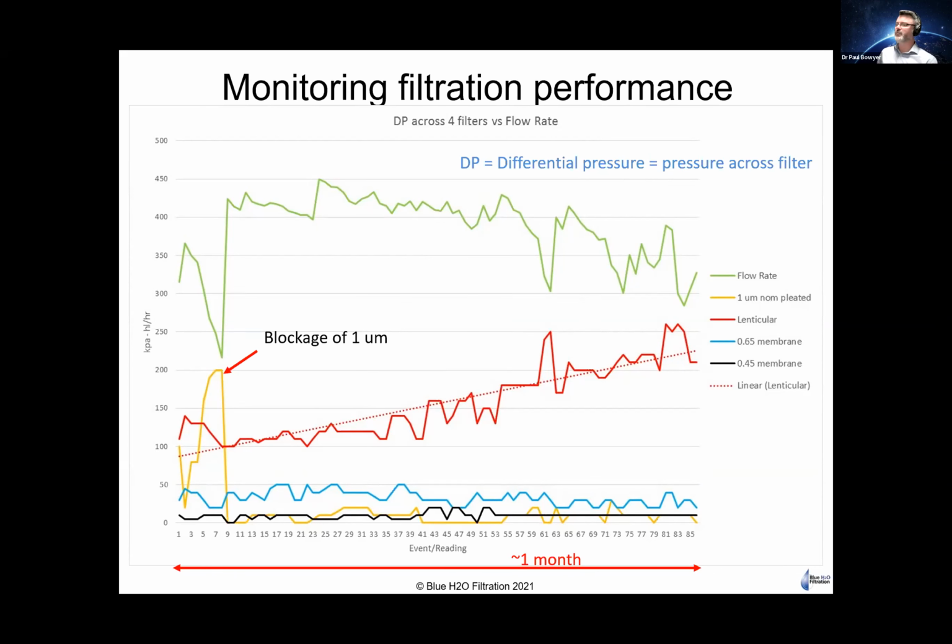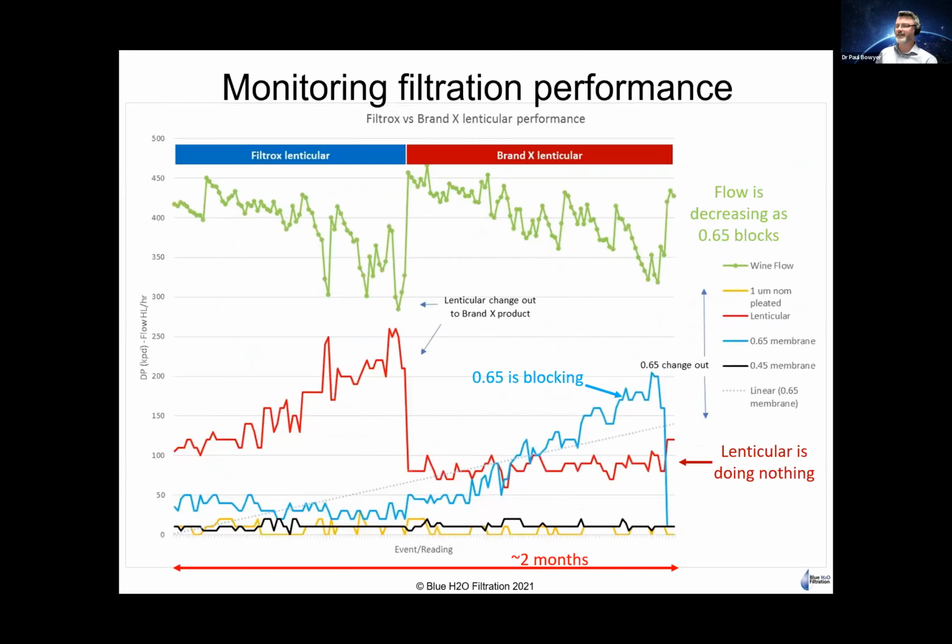The next slide is over the course of 2 months, and it can show you what can happen if there's a problem and if you don't spot that. So in this case, 2-month span, the first month was a brand of lenticular that did its job. Similar to the last slide that you saw, the lenticular was taking the load, in this case, over the course of the month, up to the change out pressure of 2.5 bar. No load onto the 0.65s, the 0.45s, or the 1 micron filter, the yellow one up front. And as you can see across the top, the green trace flow did decline as the pressure on that lenticular filter increased up to the point of change out.